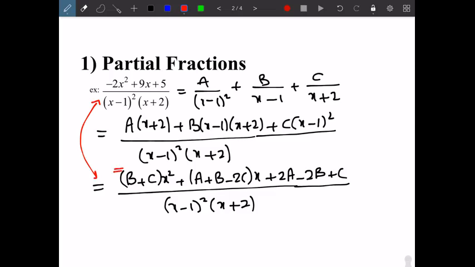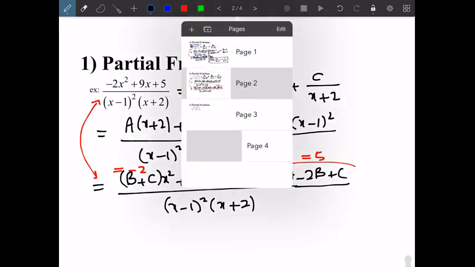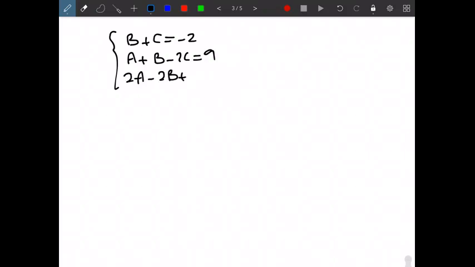So the coefficient of x squared is negative 2. The coefficient of x is 9, and the constant term is 5. So setting up the system, now this is a 3 by 3 system, which you can end up solving on your calculator. So a plus b minus 2c is 9, and 2a minus 2b plus c equals 5.